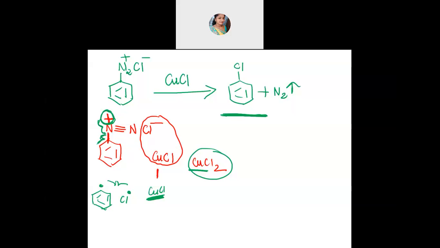And this benzene, which is giving you that one radical, will be combining with CuCl2. One chloride will be provided by CuCl2, and they will come back in the form of CuCl, giving rise to chlorobenzene. So if you want bromine, you can take CuBr, like that. But in the case of iodide, since iodide is a better nucleophile, you don't have to use any other catalyst.